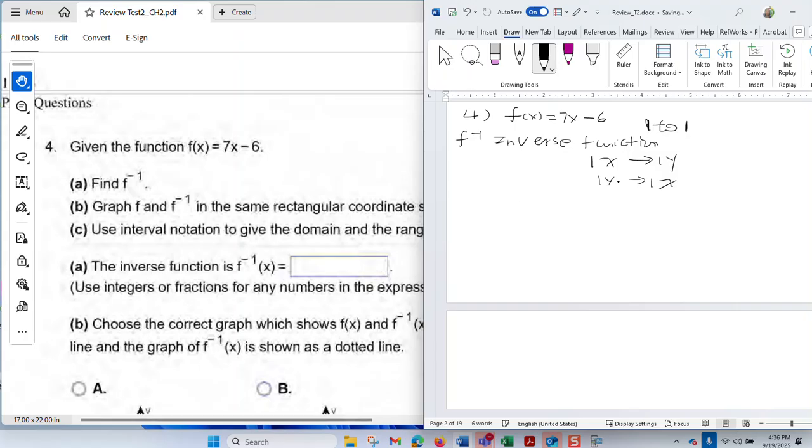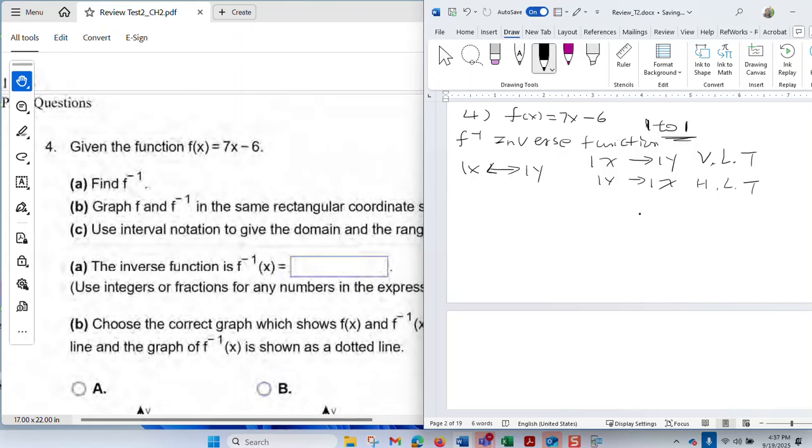Sometimes we just write it down like that. This means a one-to-one function, right? One x can only have one y, and one y can also have only one x. If one x only has one y, this is called passing the vertical line test. And if one y has only one x, this is called passing the horizontal line test.